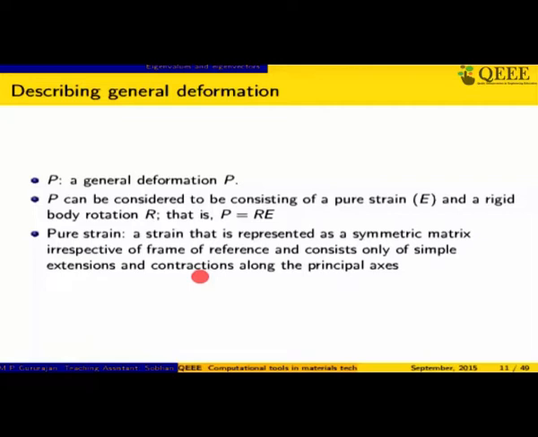In addition, along the principal axis, suppose there are only simple extensions and contractions. If you can describe it like that, then that is called pure strain. So what is it that we are doing? We are taking a general deformation and saying that it can be split into two parts. One is a rotation, the other is a pure strain. Pure strain is one where the strain is symmetric and consists of simple extensions and contractions along the principal axis.